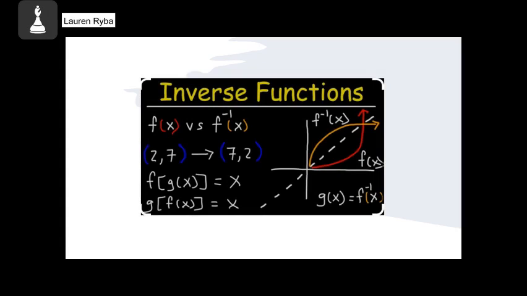So an inverse function, if we have the original function, its inverse is f to the -1 of x, but it's read the inverse of x. We don't read it as f to the -1. What it does is it's flip-flopping the x's and the y's. So what was the x is now the y, and what was the y is now the x. And if we do a composition of functions here, f of g of x, we should get x. And if we do g of f of x, we should also get x.